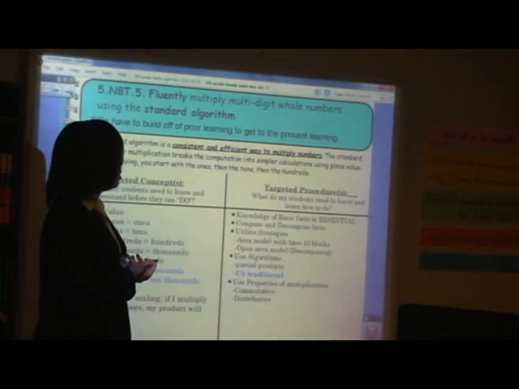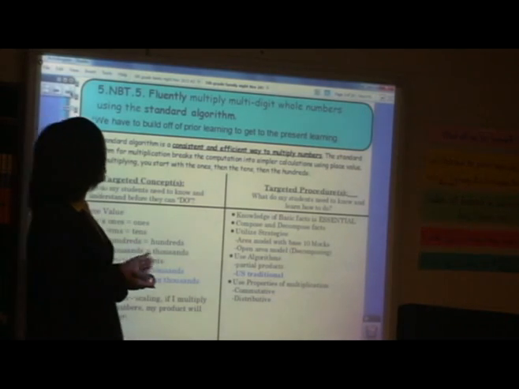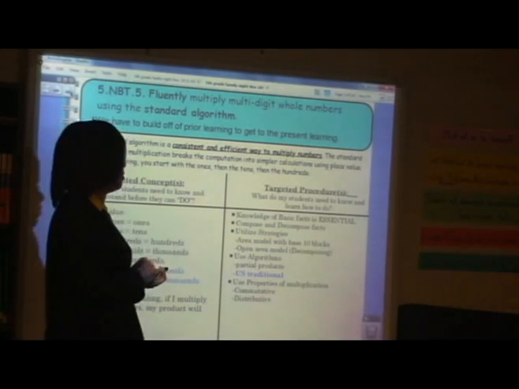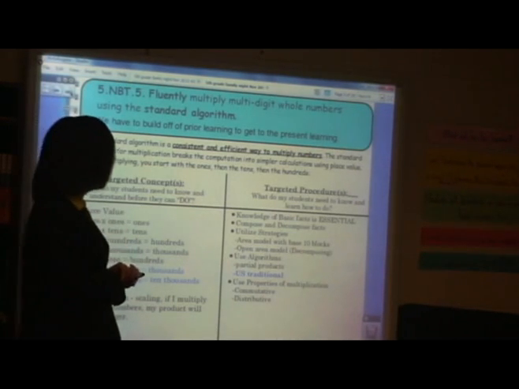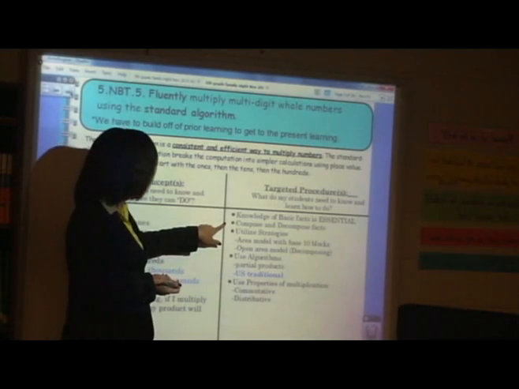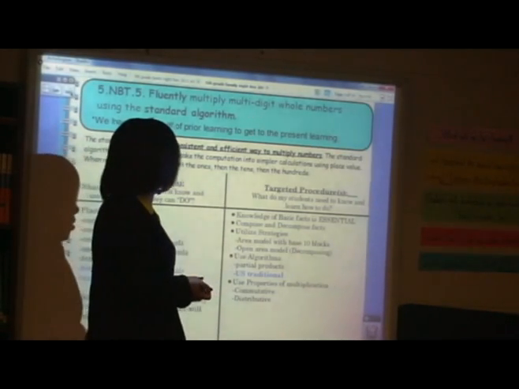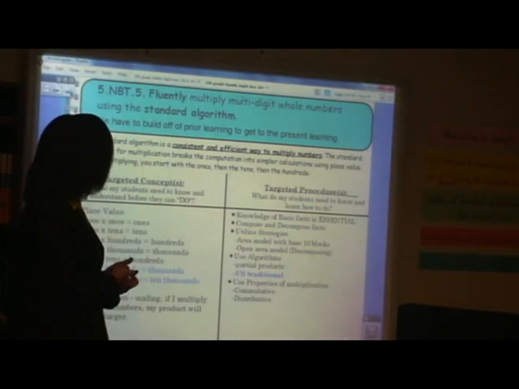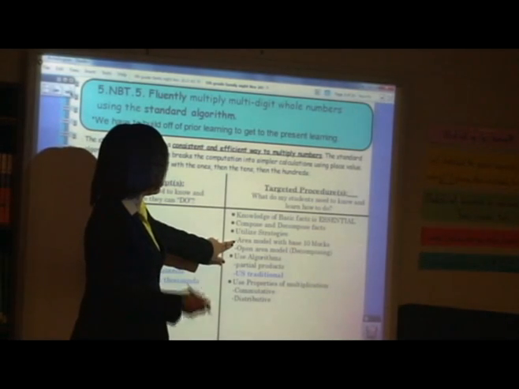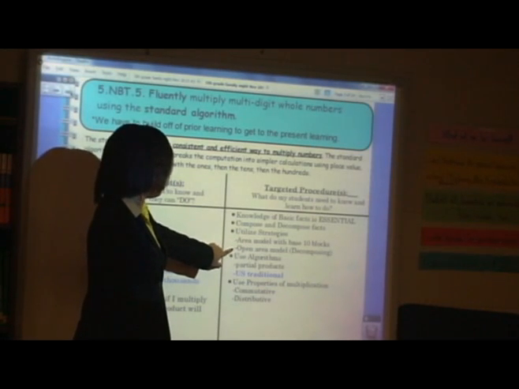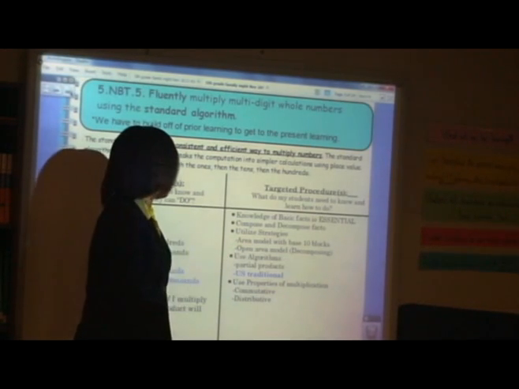Procedures: what do my students need to know and learn how to do? Up to this point, they should have knowledge of basic facts. That's essential. That's what they got in 3rd grade, when you had to know your zeros, 1s, and 2s times tables. Compose and decompose facts. We'll look at decomposing numbers today. Utilizing strategies, and 2 of those strategies are the area model with base 10 blocks, which we're going to show you tonight, and then the open area model with decomposing, which you'll see tonight.